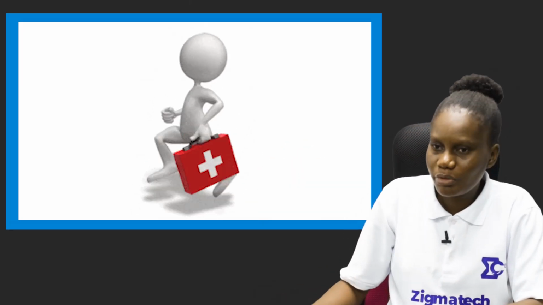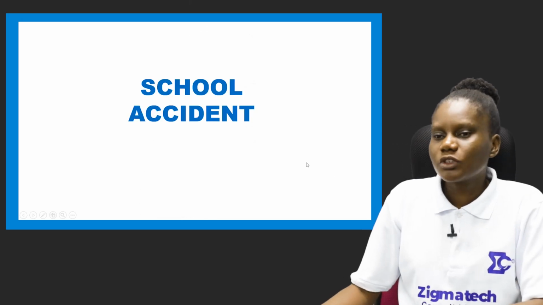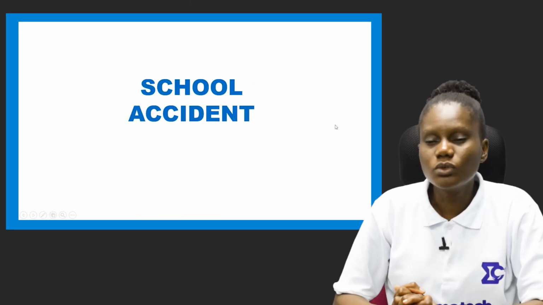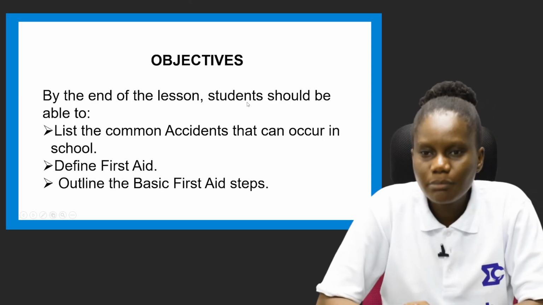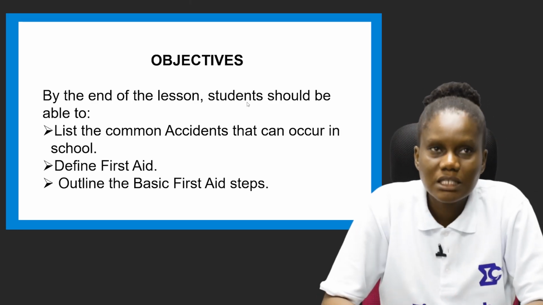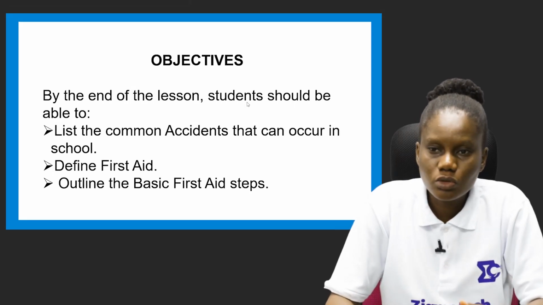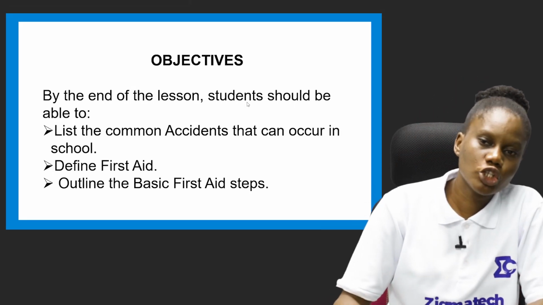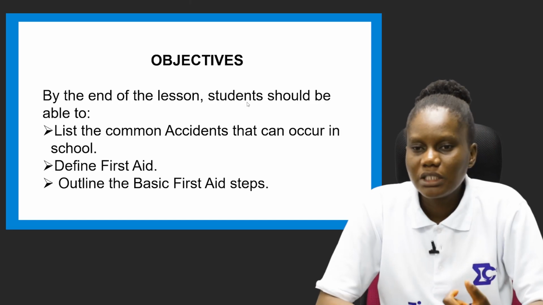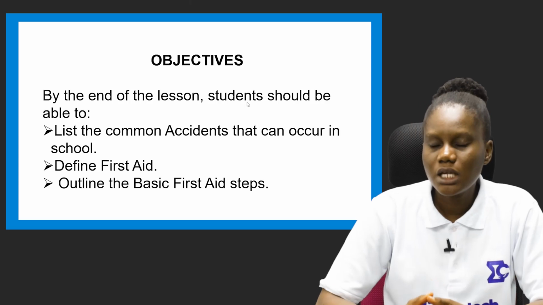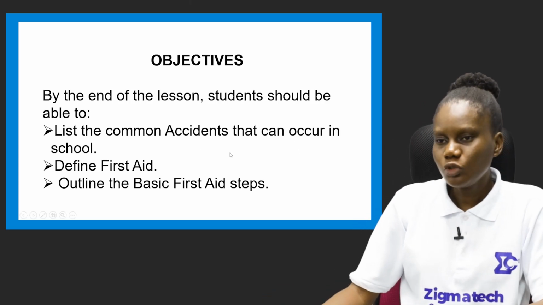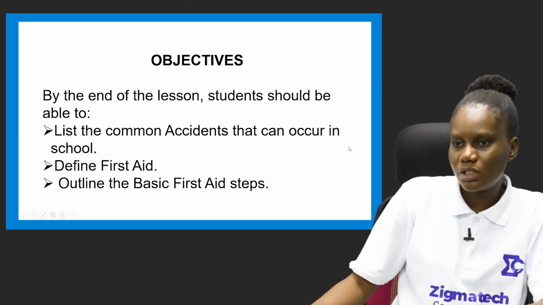That leads us to our topic today, which is school accidents. By the end of today's lesson, you should be able to list the common accidents that can occur in school, that means in the school environment. Then define first aid and also outline the basic first aid steps.